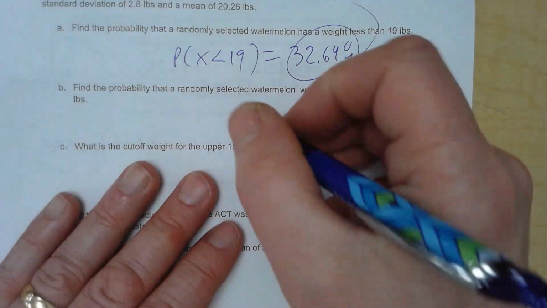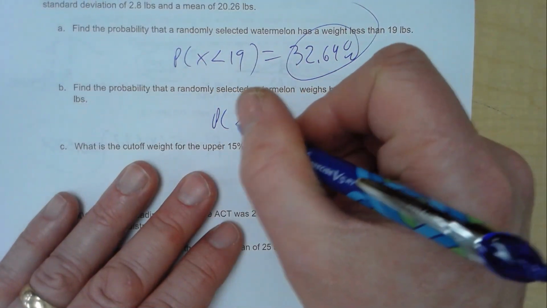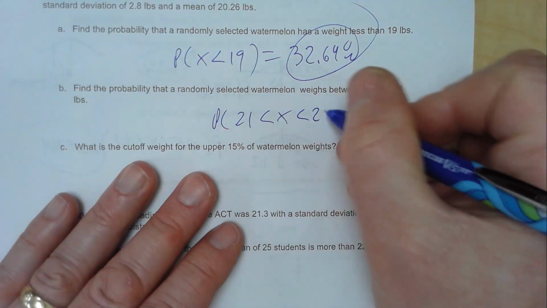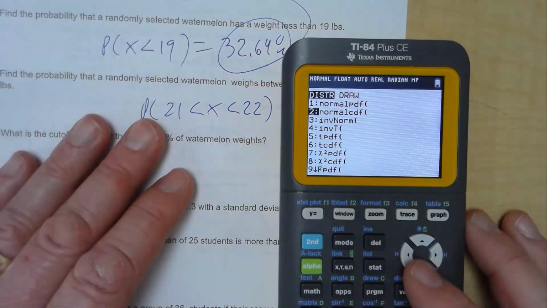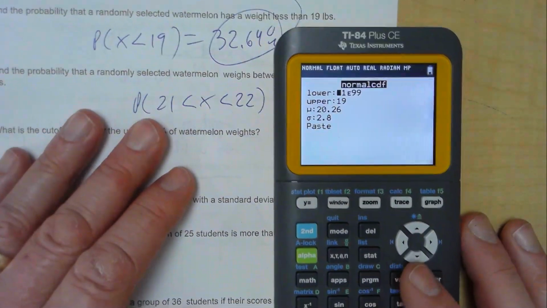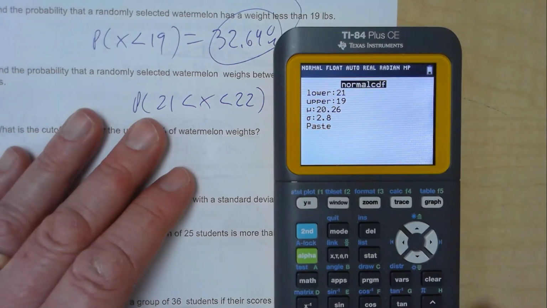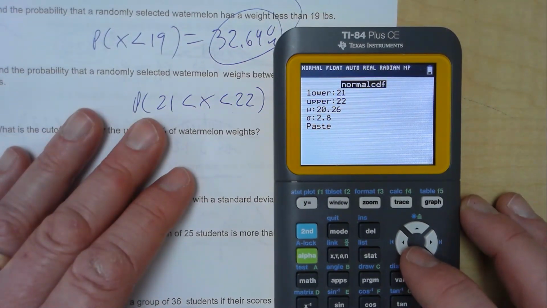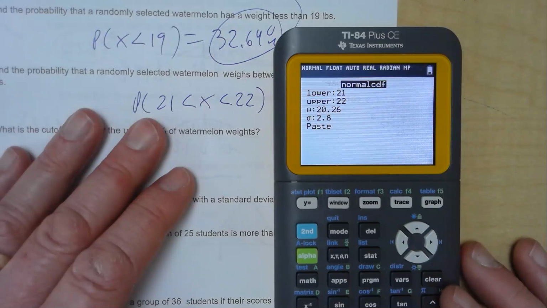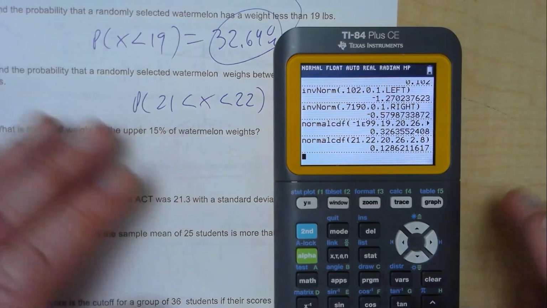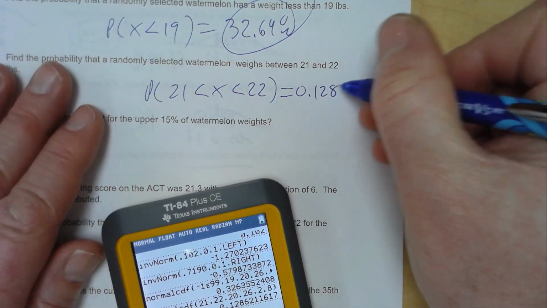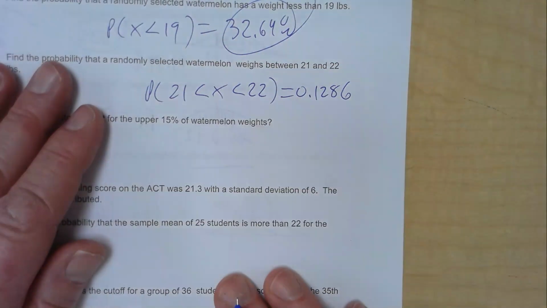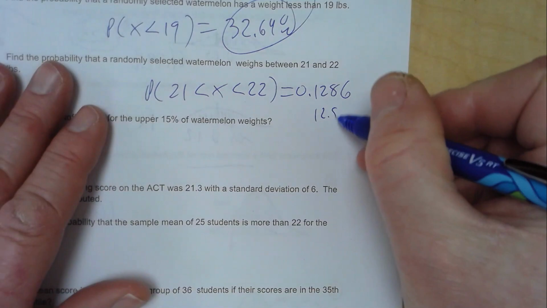Okay, so we want to do the probability that the watermelons are between 21 and 22. So we go second distribution, normal cdf. Lower is 21, upper is 22. Paste. 0.1286. So that's 12.86%.